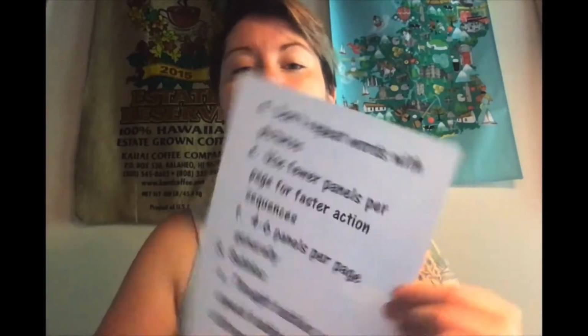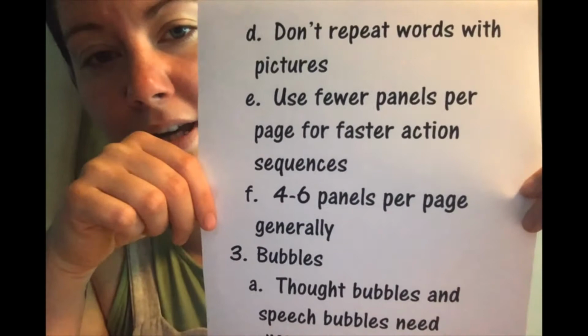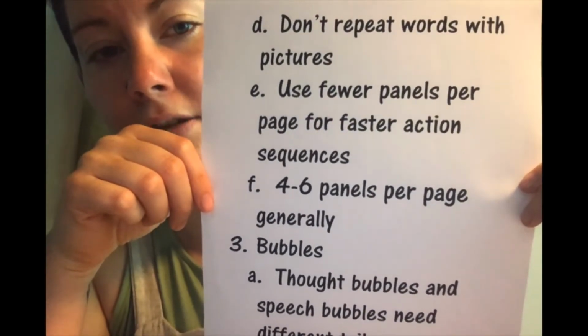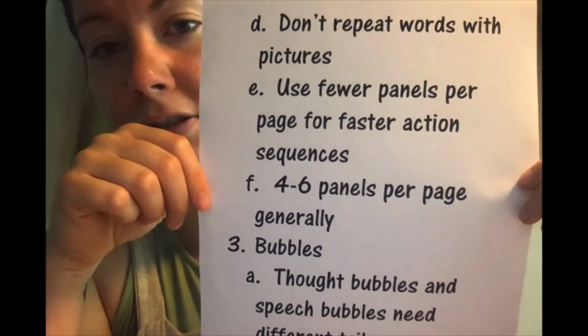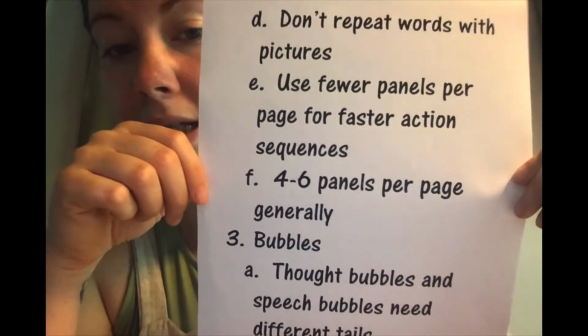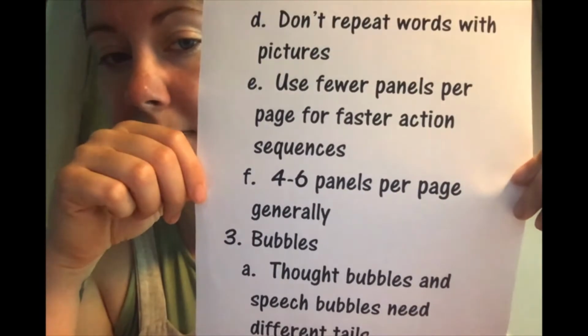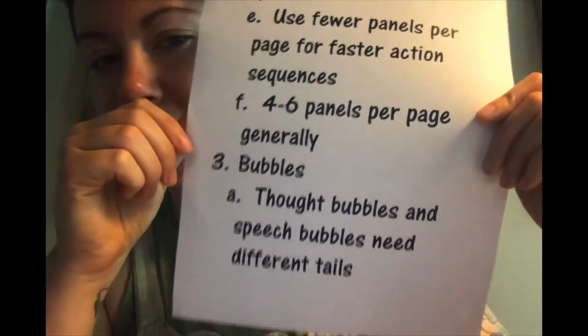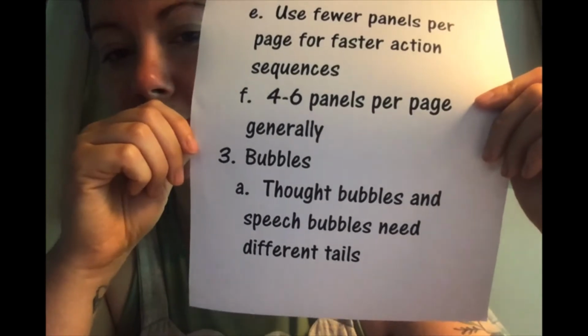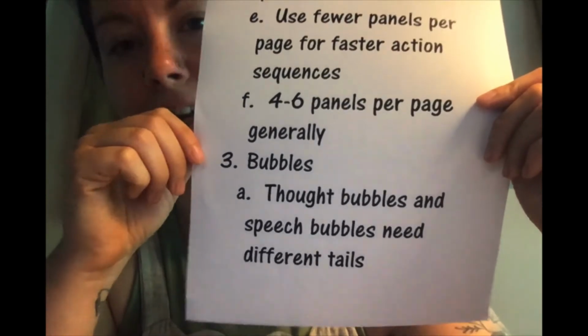You don't want to repeat words with pictures. And you want to use fewer panels per page for faster action sequences. Generally, you want to do 4 to 6 panels per page. All right, bubbles. Thought bubbles and speech bubbles need different tails. So, those are all of the basics.